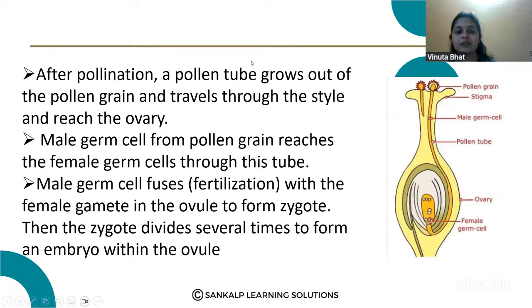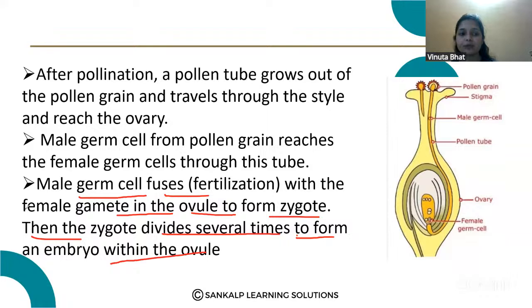Here, after the pollination, the pollen tube grows out of the pollen grain and travels through the style and reaches the ovary. So there fertilization takes place, and the male germ cell fuses with the female gamete in the ovule to form the zygote. Then the zygote divides several times to form the embryo within the ovule.